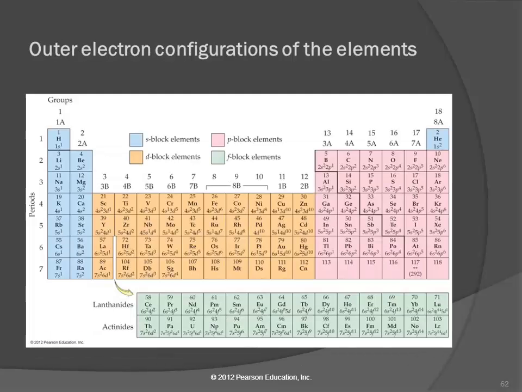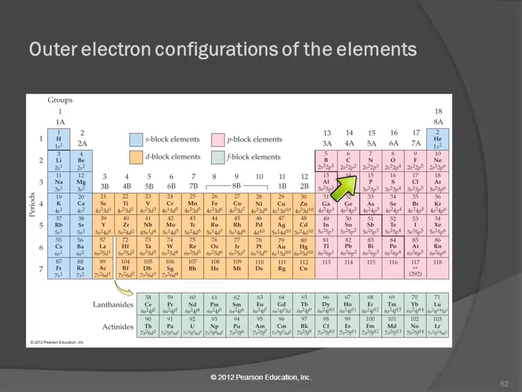So let's look at this. These are the outer electron configurations of all the elements in the periodic table. Can you see those? They're kind of small. And here is the pattern in the periodic table, and they've color-coded this for you. So over here, these columns, where are the valence electrons? They're in the s orbital.